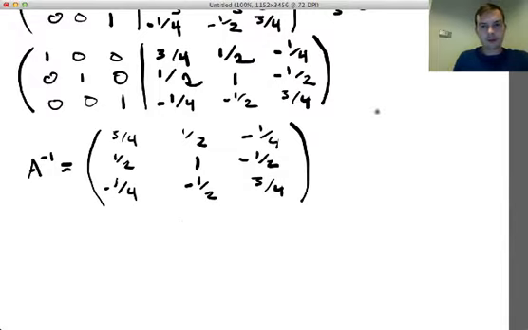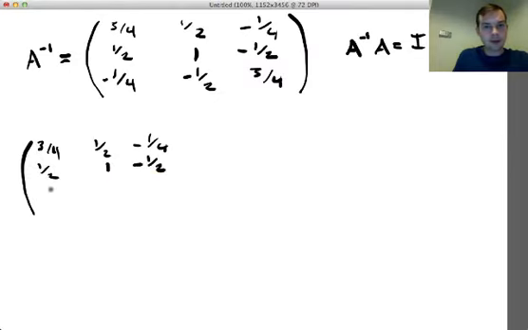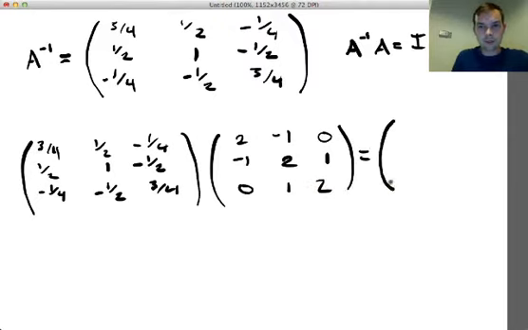And we can also verify, right? What's the whole point of A inverse? Well, A inverse times A has to be equal to the identity matrix. So I should get the 3x3 identity matrix when I perform this multiplication. So let's go ahead and carry out that multiplication, and that'll check that our answer is correct. So I have 3/4, 1/2, minus 1/4, 1/2, 1, minus 1/2, minus 1/4, minus 1/2, 3/4. And our original matrix was 2, minus 1, 0, minus 1, 2, 1, 0, 1, 2. And so now let's figure out what those entries are.